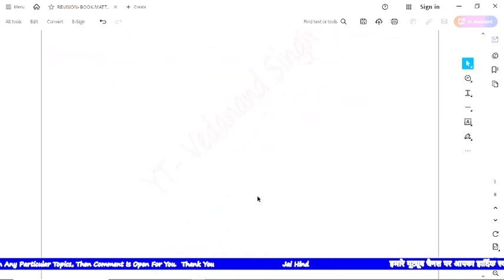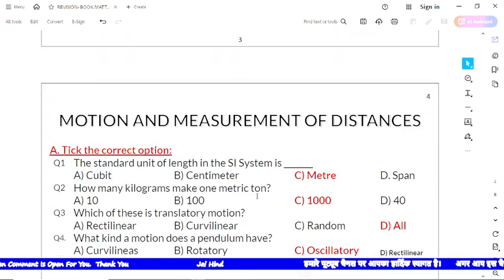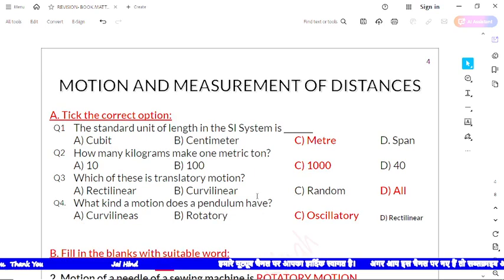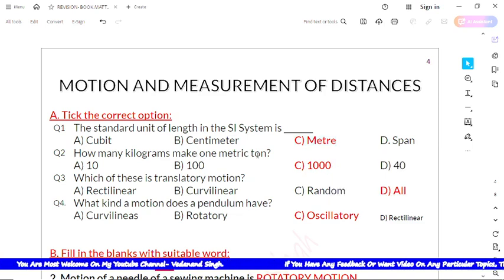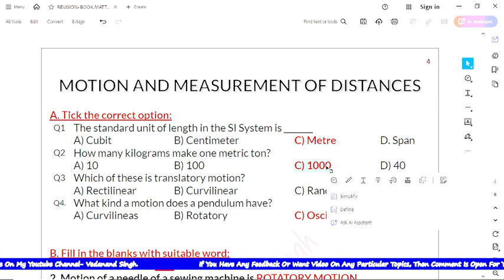Now the next unit is motion and measurement of distances. There are the same type of questions here. Among them one is correct. The SI unit of length is the meter. Now the next question: how many kilograms make 1 metric ton? 1000 is the correct option for the question.